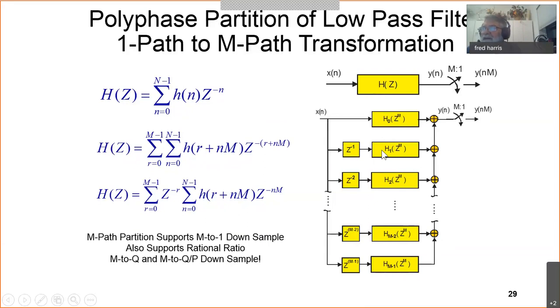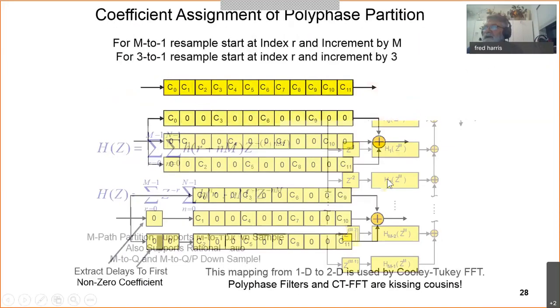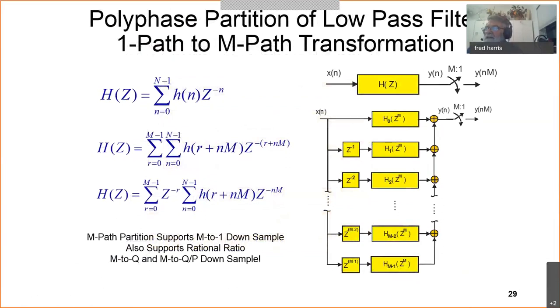And then you start at address one and count by M. Go to row number two, two delays, start at address two and count by M. You get to the last one, M minus one delays, start at M minus one and count by M. That's it. So this is an extension of what we did for three paths. We can do it for M paths. No penalty at all.